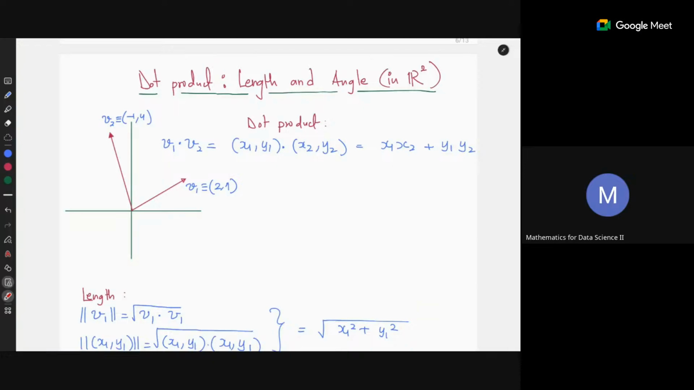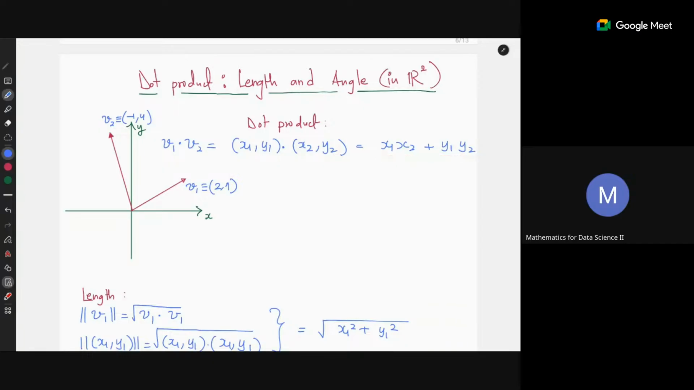So this is my R2 plane. This is the x-axis, this is the y-axis. It looks like most of you are familiar with this. Suppose you have drawn two vectors, v1 and v2. The dot product between them is defined as follows: suppose v1 is (x1, y1) and v2 is (x2, y2). The dot product is defined as x1 x2 plus y1 y2.